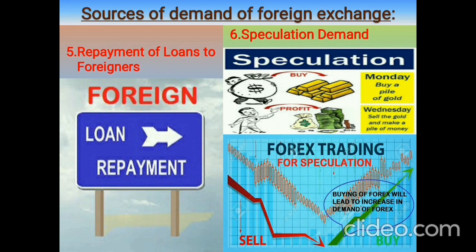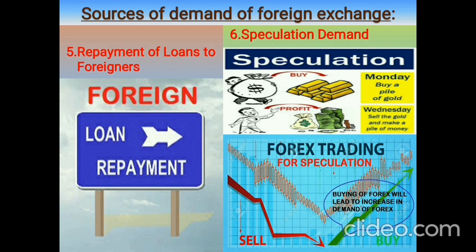And after the fifth, we move to the sixth. The sixth is the most important and interesting. It is speculation demand. You can see the picture and learn about speculation, where people want to make gains from appreciation of a currency. It means people are willing to purchase foreign currency and sell it in the future and make gains from this currency. So they demand foreign exchange.